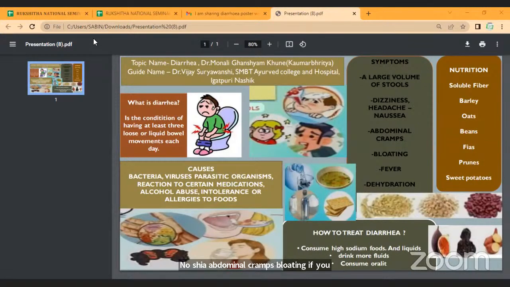How to treat the diarrhea? Consume high sodium food and liquids, drink more fluids, consume oralites. Nutrition: the soluble fibers, barley, oats, beans, fries, prunes, and sweet potatoes.